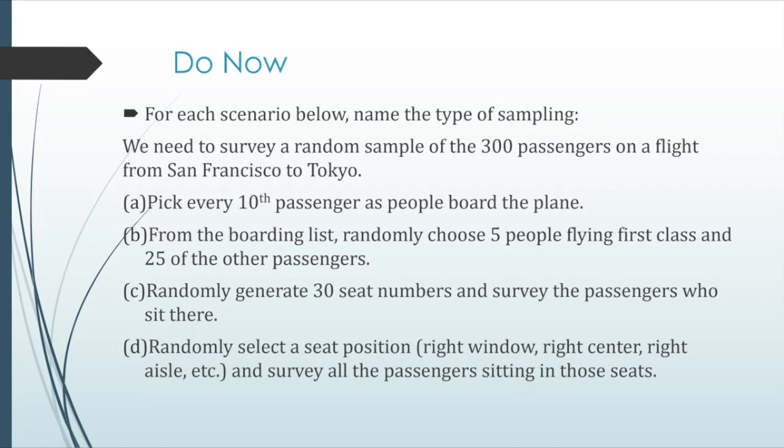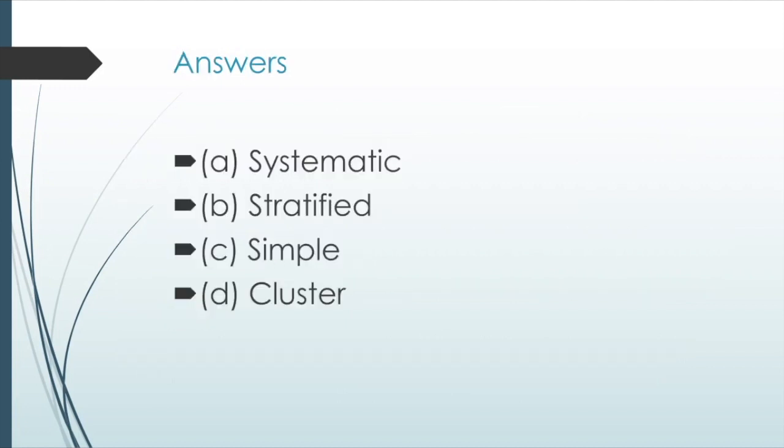And finally, randomly select a seat position, the right window, the right center, the right aisle, etc., and survey all the passengers sitting in those seats. That would be an example of a cluster. And we're going to get all of the passengers sitting in one of those seat positions. And so that is the geographic nearness that they are clustered into. So as a recap, here are the answers.